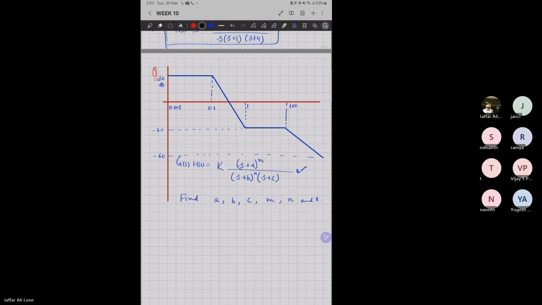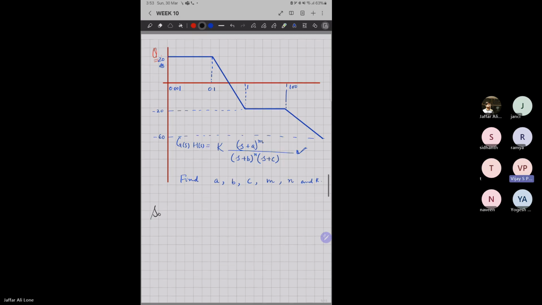Anyone? Order is zero, second order system. No, it's a zero order system. So order is given by this initial slope. Sorry, type. So it's a type zero system. Order we cannot say as of now because it's unknown. We'll find it later.